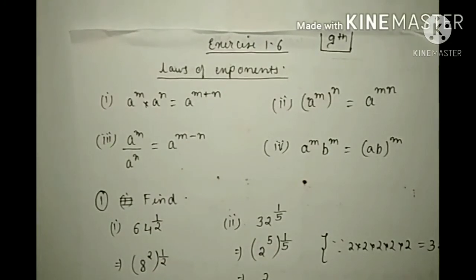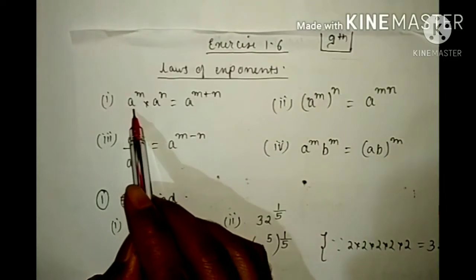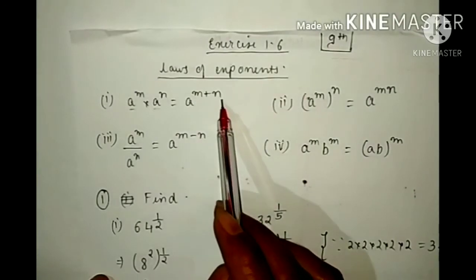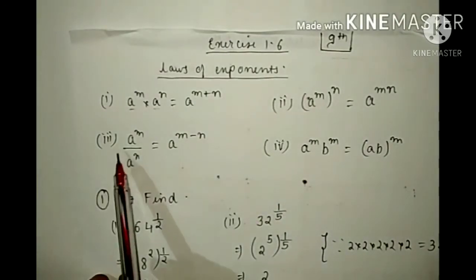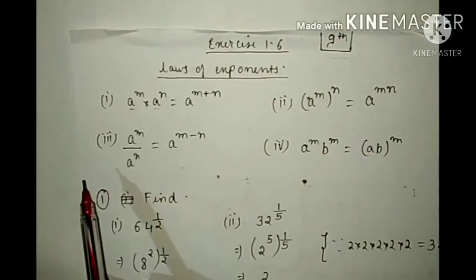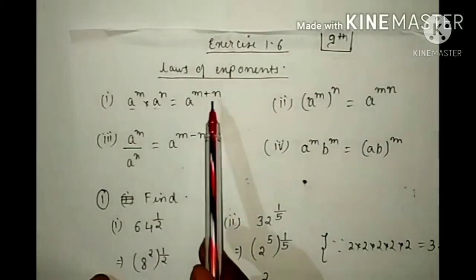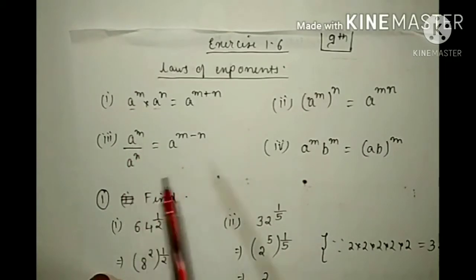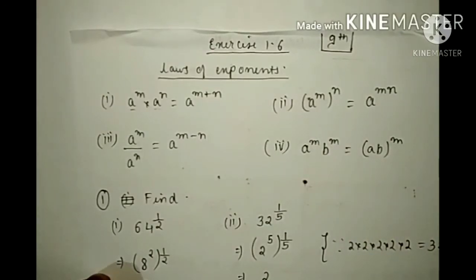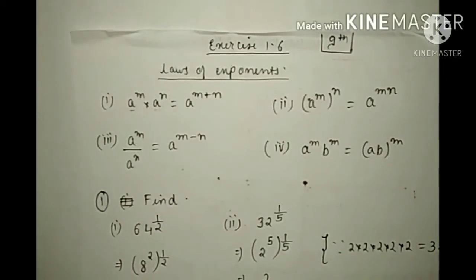Now in these laws, if the numbers are same and powers are different, then the powers will be added. Again, if the numbers are same, powers are different, and they are in division, then the powers will be subtracted. If they are in multiplication, powers will be added, and if they are in division, powers will be subtracted. Now, if the numbers are different and power is same, then numbers will be multiplied. Okay? Now see the first question of this exercise.